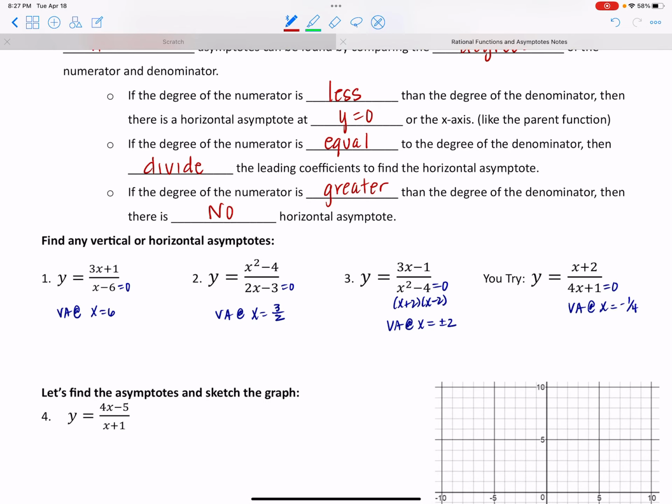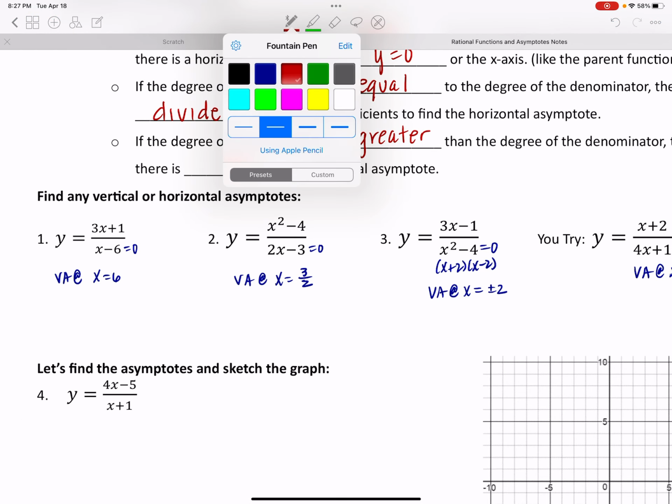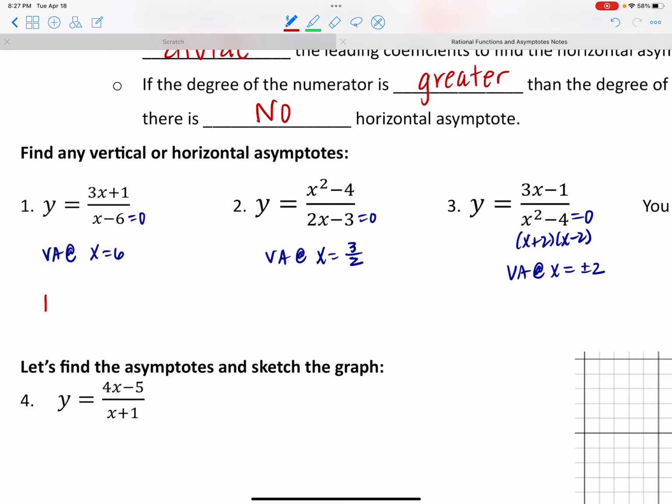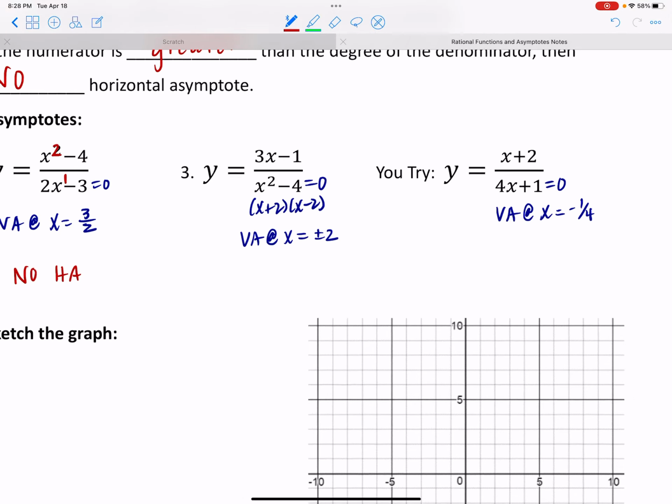Okay, so we found all the verticals, let's find the horizontals. So here, these are the same degree, so I can divide here and say the horizontal asymptote would be at y equals 3 divided by 1, which is 3. Here, the degree of the top is 2, the degree of the bottom is 1. That means 2 being bigger than 1, the top's going to grow faster. There's not going to be a horizontal asymptote here. No horizontal asymptote. That looks strange, abbreviated.